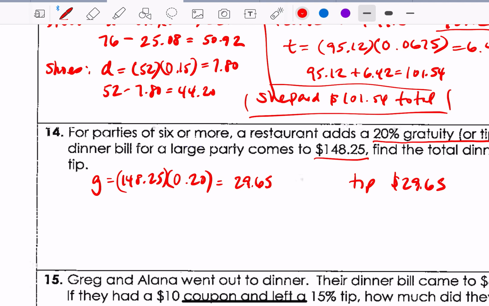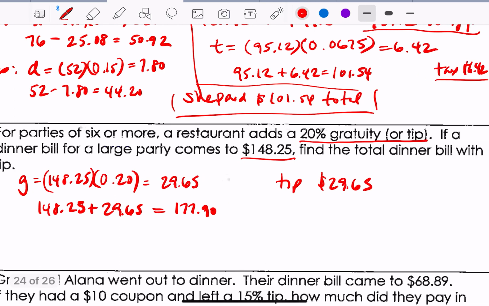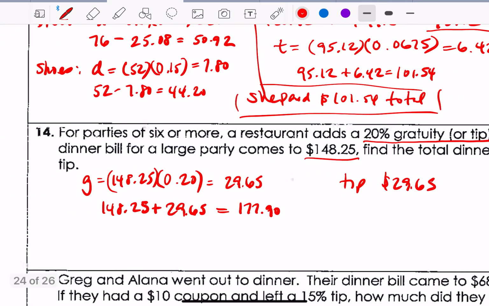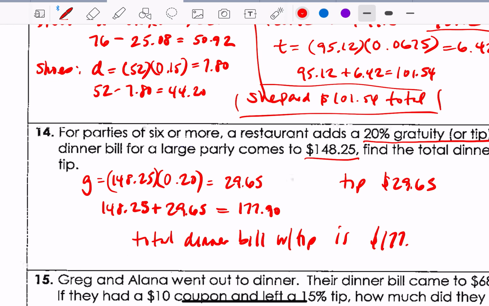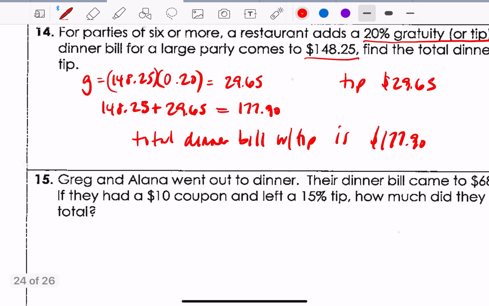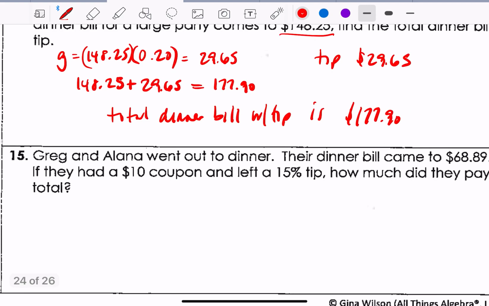So there's the tip, $29.65. So the final dinner cost with the tip is going to be what the dinner originally cost, 148.25, plus 29.65 for that tip. So in the end, they're going to pay $177.90. So total dinner bill with tip is $177.90.